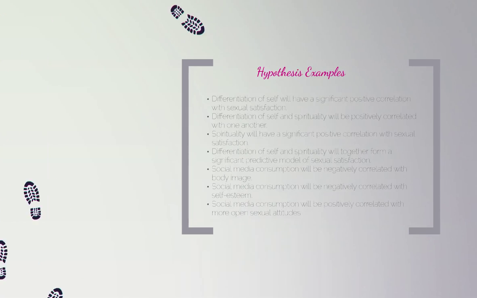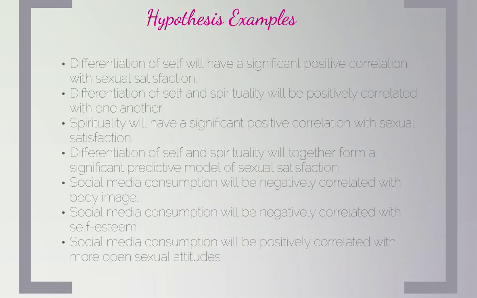here, let's go into some examples. Here are your hypotheses. Differentiation of self will have a significant positive correlation with sexual satisfaction. Head trauma will be significantly negatively correlated with intimacy. In other words, couples in which one person experiences a head trauma will have diminished intimacy as compared to those couples that don't. These are your examples of a hypothesis.